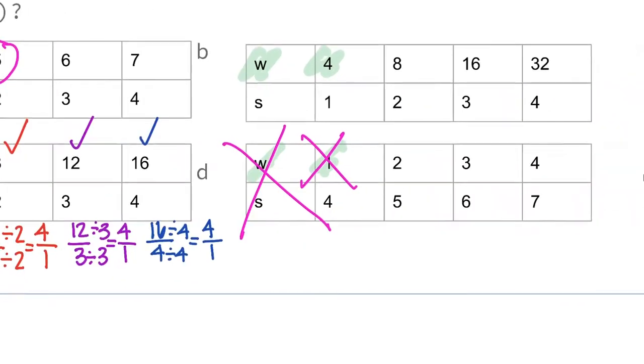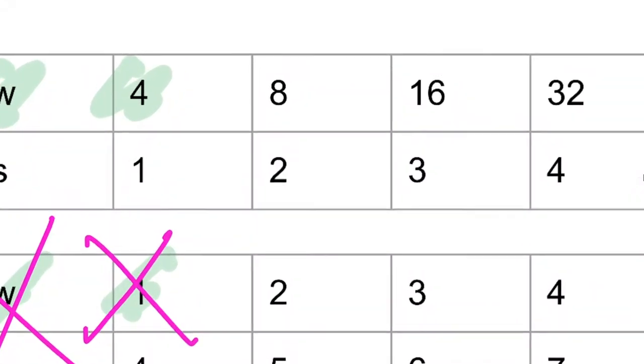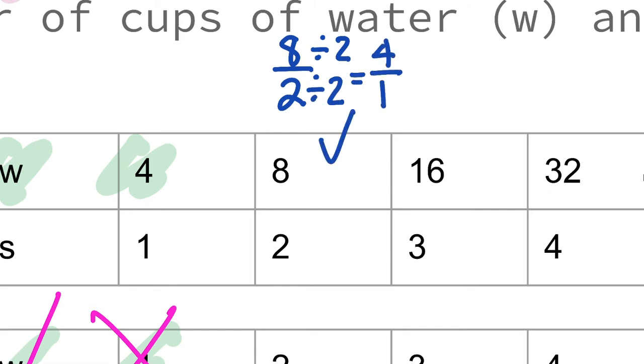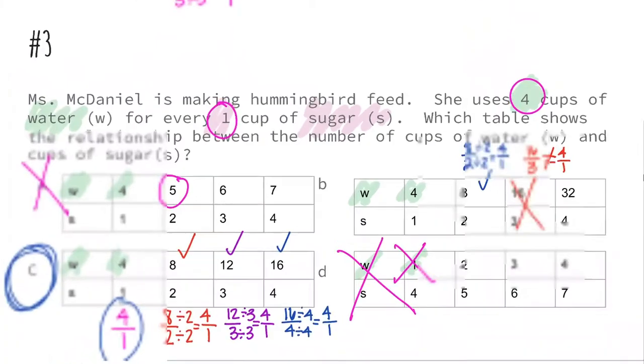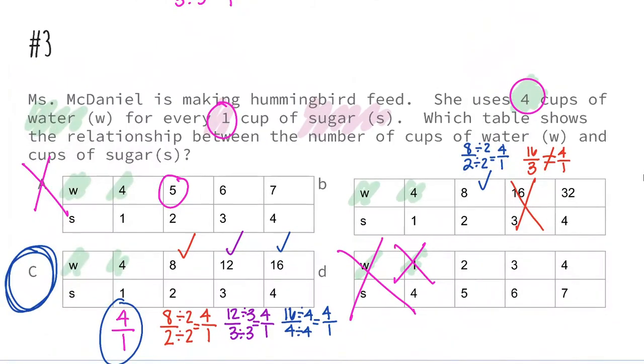Just for funsies, if we were to check out B, we've got 8 over 2, which we already did. If we divide top and bottom by 2, we get 4 over 1, which does check out. But if you notice 16 over 3, there is nothing I can divide into both 16 and 3, so that would be simplest form, which is not equivalent to 4 over 1. So that's a no-go. So our answer is C.